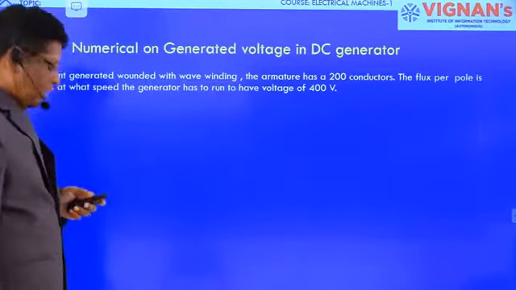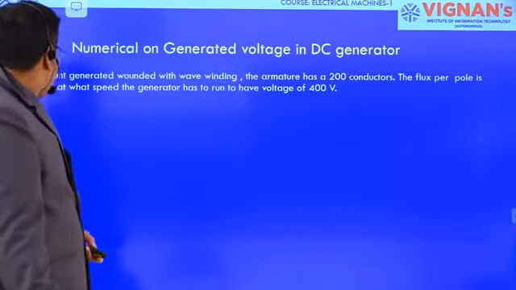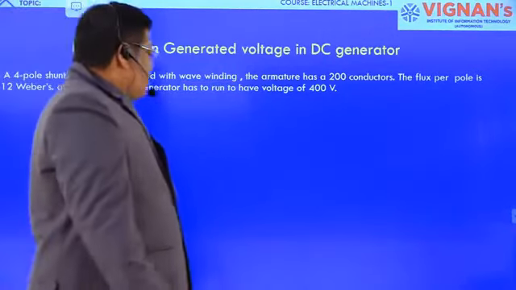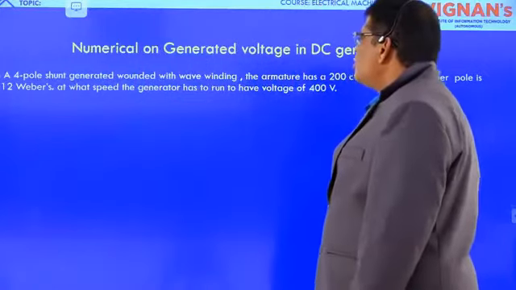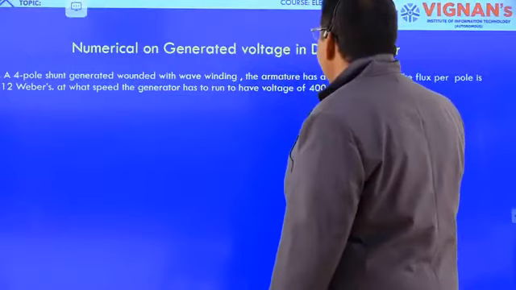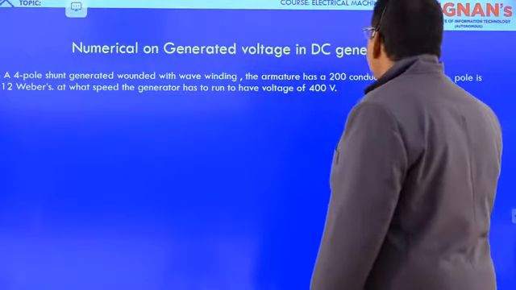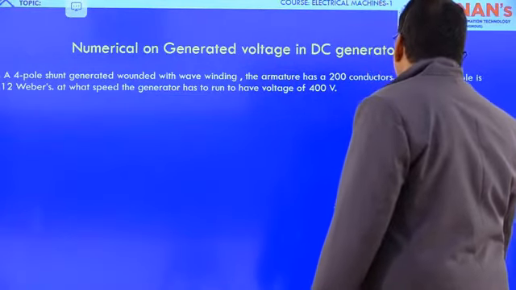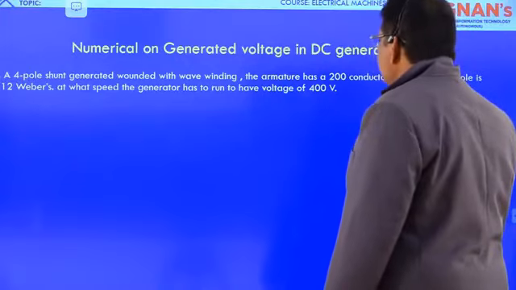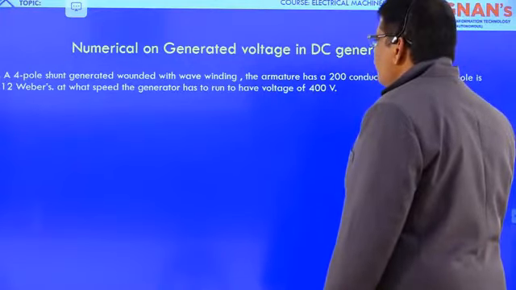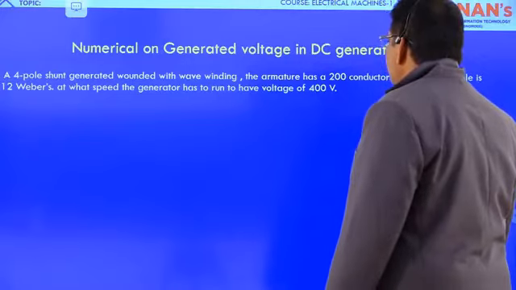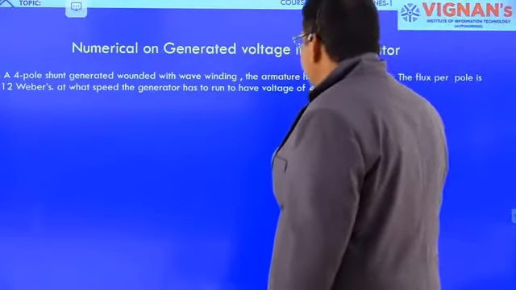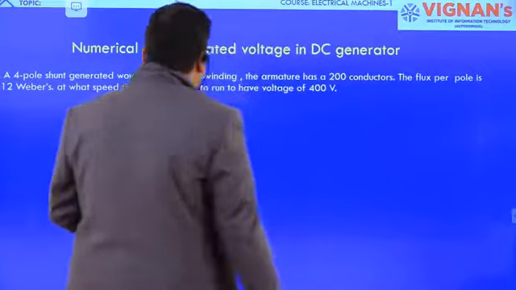Now let me go for the third problem. A 4-pole shunt generator wound with a wave winding. The armature has 200 conductors. The flux per pole is 0.12 webers. At what speed the generator has to run to have a voltage of... already we have done this problem.